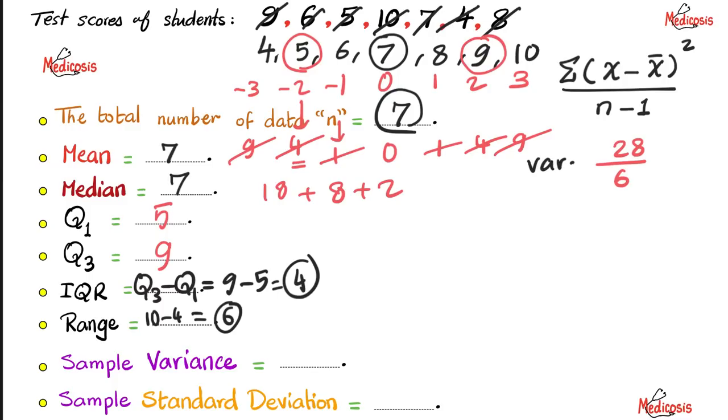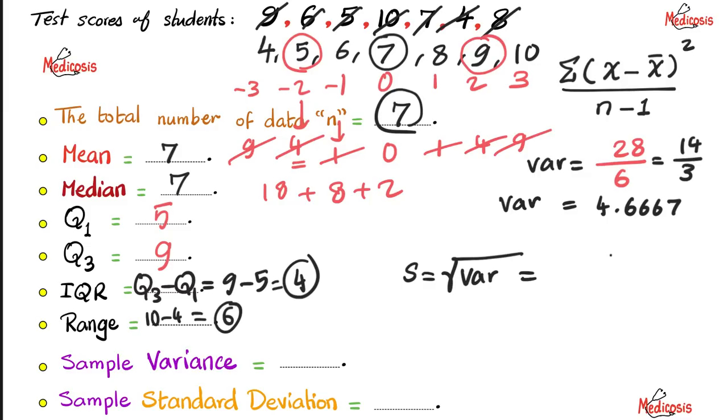So the variance here is 28 over 6, which can be simplified by dividing by 2: 14 over 3, which equals 4.66666667. This is your variance. And then what if you want the standard deviation? The standard deviation of the sample, which is S, not sigma, is the square root of the variance of the sample, which is the square root of 4.6666666667, which will give you about 2.16. And this is the standard deviation for the mean of this sample.